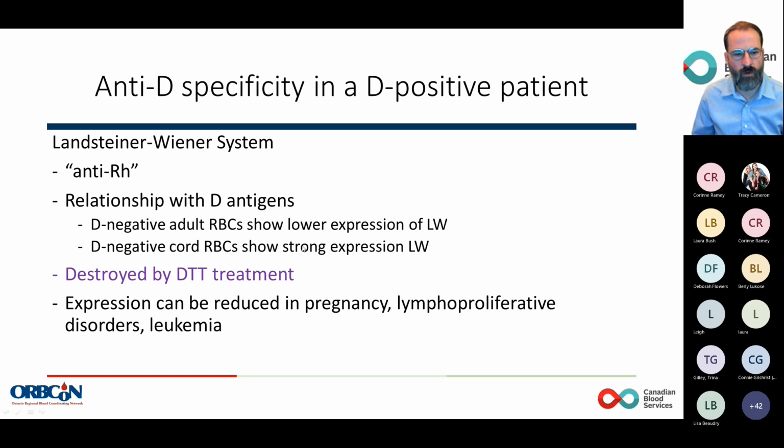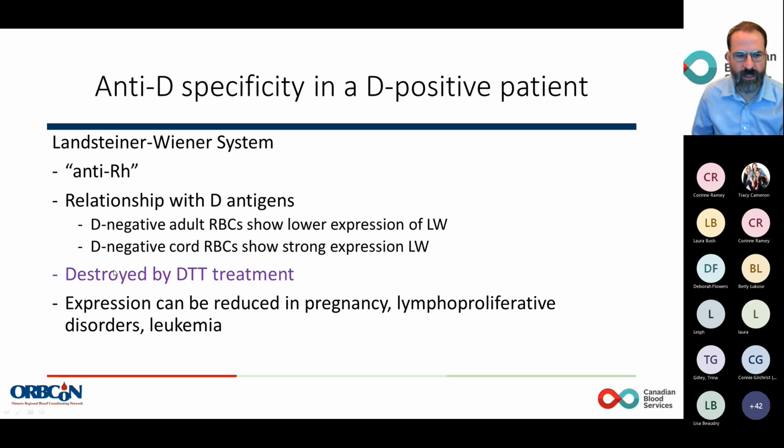So we can use cord cells that are D positive or D negative as a way of differentiating an LW from an anti-D, which would be one of the objectives in this patient, given that there's an LW or some kind of an anti-D antibody as possibilities. So the cord cells would help, because if this antibody is reacting with D positive cord cells and D negative cord cells, that would suggest it's more likely an LW. Whereas if we see only D positive cord cells and not D negative cord cells reacting, that would suggest more of a true D specificity rather than LW.